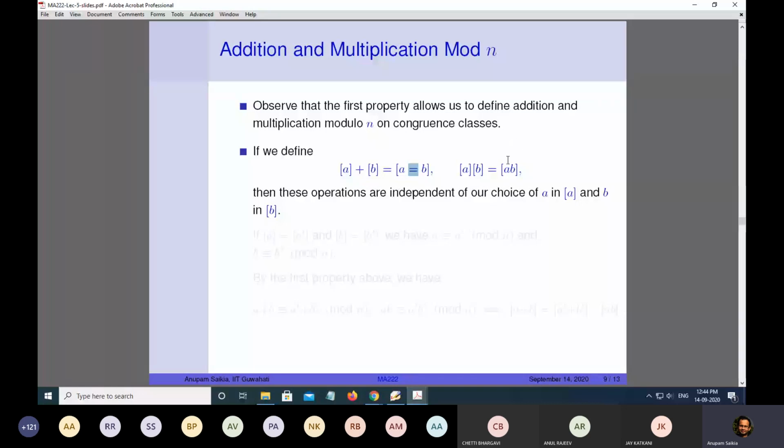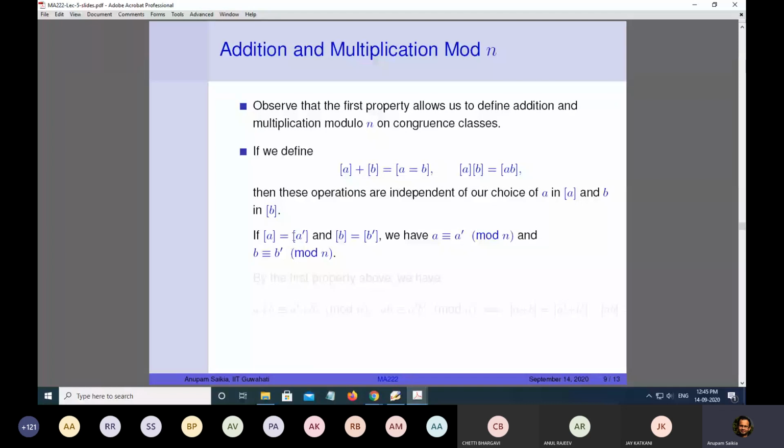So A dash B dash should be congruent to AB. That is precisely ensured because we showed that if A is congruent to A dash and B is congruent to B dash, then AB is congruent to A dash B dash. So whether I take the product AB and then take the congruence class, or I take A dash B dash and its congruence class, it does not matter. Similarly for plus. As I said, suppose I have the same equivalence class but with a different representative.